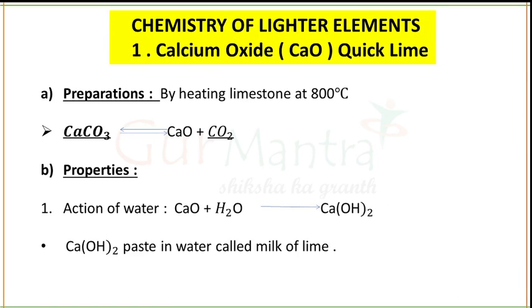Today in this lecture we are going to study some compounds of group 2 elements. Number 1 is calcium oxide, also known as quicklime. Calcium oxide, commonly known as quicklime or burnt lime, is a widely used chemical compound. It is a white caustic alkaline crystalline solid at room temperature.